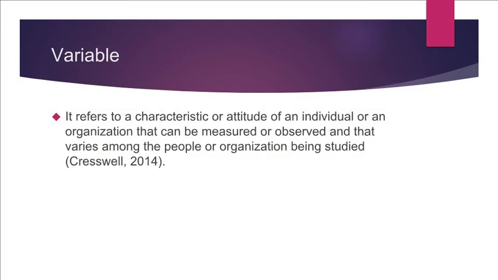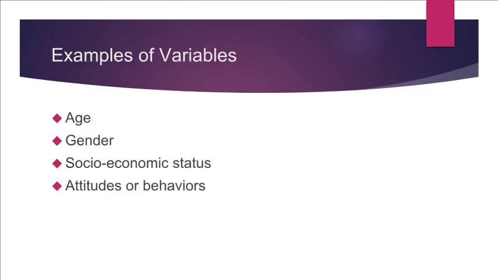Variable is called by psychologists a construct, which connotes a rather more abstract idea than a specifically defined term. However, social scientists typically use the term variable, and it will be employed in this discussion. Variables often measured in studies include gender, age, socioeconomic status, and attitudes or behaviors.